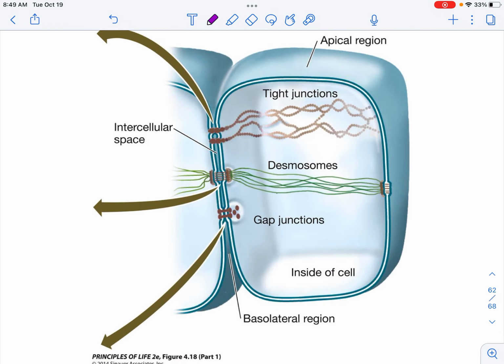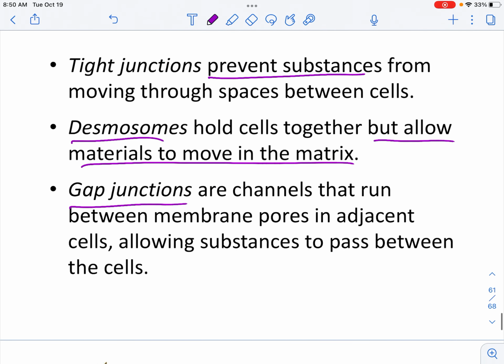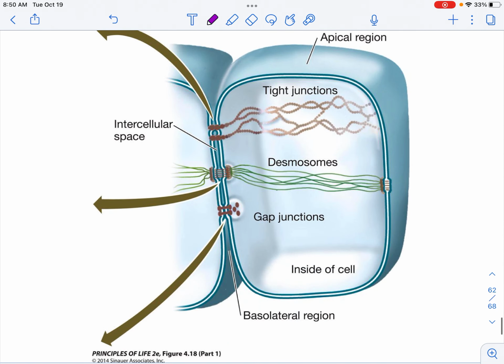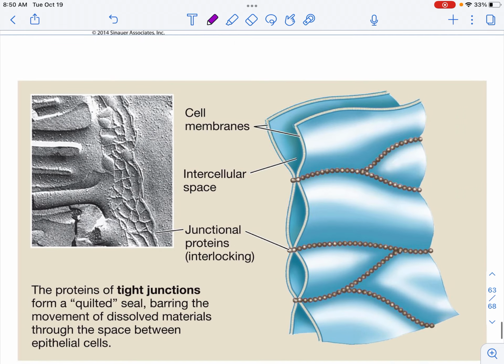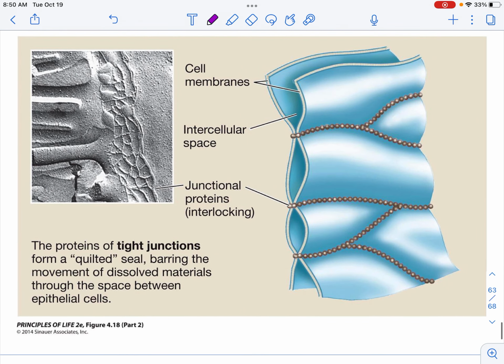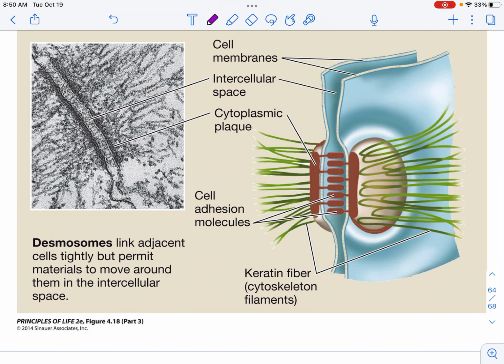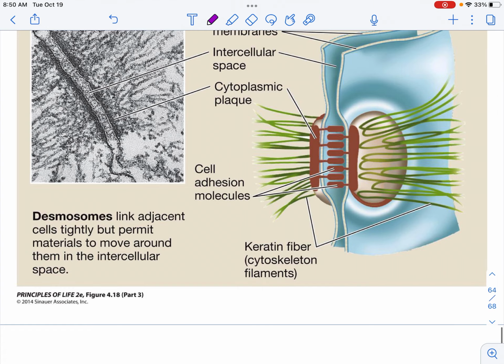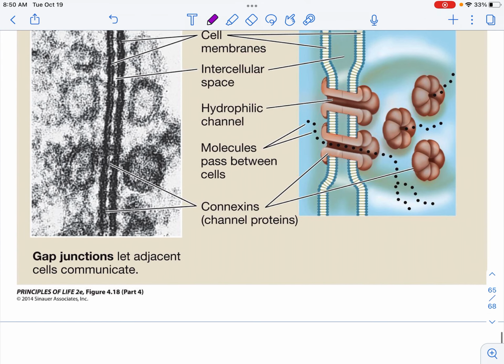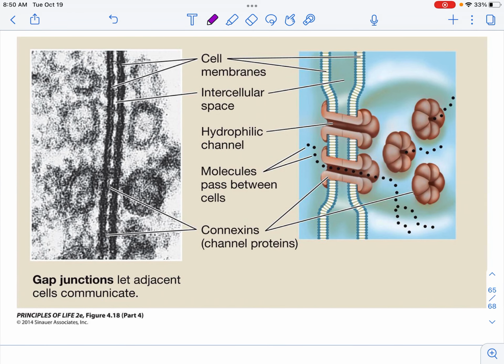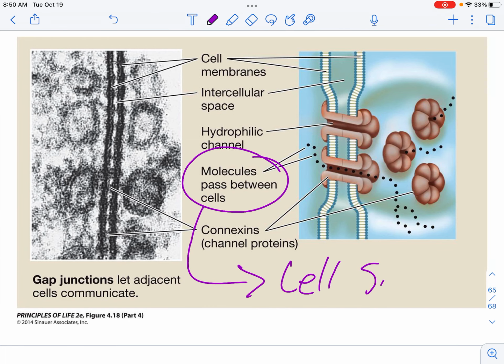Tight junctions, nothing's getting through. Desmosomes hold cells together but allow materials to move, few materials. And then gap junctions are kind of like small little channels. You can see right here, tight junctions and desmosomes. They do permit materials. Again, they link adjacent cells. And then gap junctions let cells communicate. How do they communicate? Through cell signaling, which we'll talk about later on in this course.